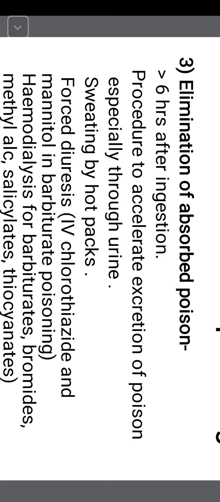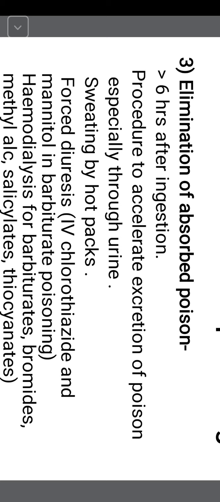So if the time is more than 6 hours after the ingestion, the poison has been swallowed, मुंह से लिया है poison, लेकिन 6 घंटे से ज़्यादा टाइम बीत चुका है, so the maximum amount of the poison has already been absorbed through the gastrointestinal tract and circulated in the system. So in this case, you will have to take the measures for elimination of this absorbed poison from the system.